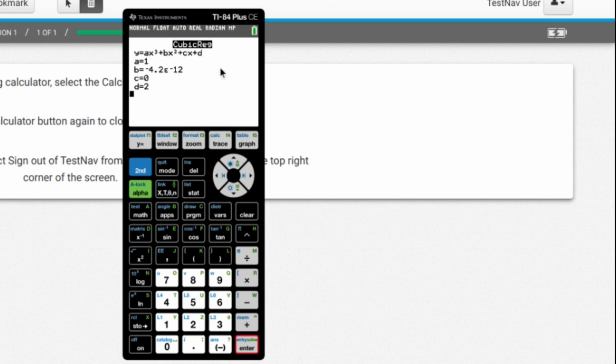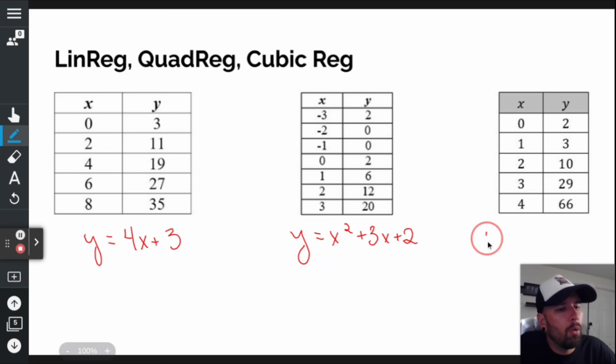So A is 1, B is nothing, C is nothing, D is 2. So basically we're eliminating both of these middle terms, and we're going to be left with y equals x cubed, skip, plus D, and D is 2. Y equals x cubed plus 2, cubic regression. Y equals x to the third plus 2. Those E's are weird, but if you see them now, you know what to do.